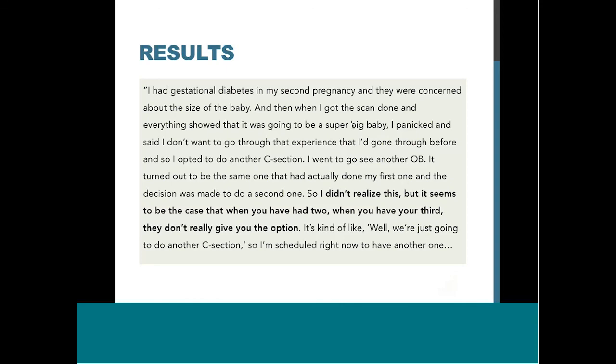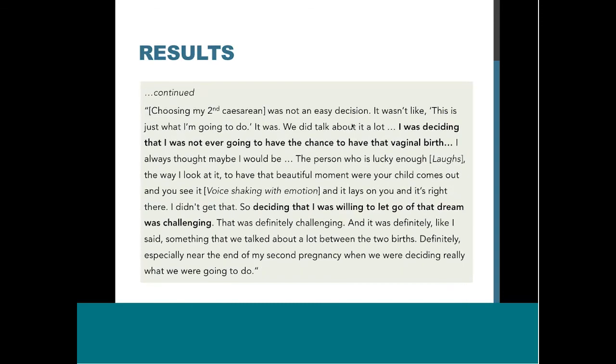She says, "I had gestational diabetes in my 2nd pregnancy, and they were concerned about the size of the baby. And then when I got the scan done, everything showed it was going to be a super big baby. I panicked and said I don't want to go through that experience I'd gone through before, so I opted to do another C-section. I went to see another OB. It turned out to be the same one who had done my 1st one, and the decision was made to do a 2nd one. So I didn't realize this, but it seems to be the case that when you've had 2, when you have your 3rd, they don't really give you the option between a VBAC and a C-section. So I'm scheduled to have one right now.